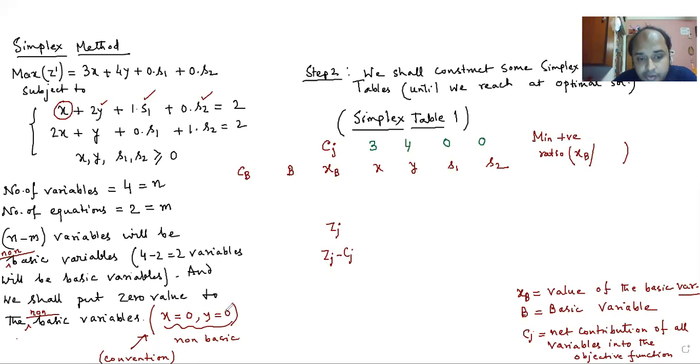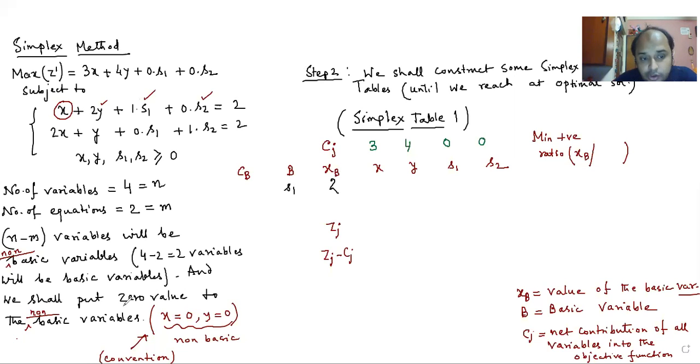After putting x equal to 0 and y equal to 0 in the system, the value of other variables will be obtained. So if I consider x and y to be non-basic, and I put x equal to 0 and y equal to 0, then what will we get? We will get 0 plus 0 plus S1 is equal to 2. Now S1 has got a value which is 2, and therefore we shall put S1 in the column B with its value 2.